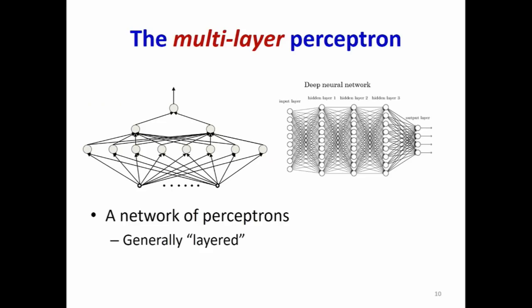You took many such units, you connected them up. So I have two such figures over here. Both of them are multi-layer perceptrons. They're both very similarly structured. The fundamental difference between the two is that in one case there's only one output, in the other there are multiple outputs, but they're all the same basic structure.